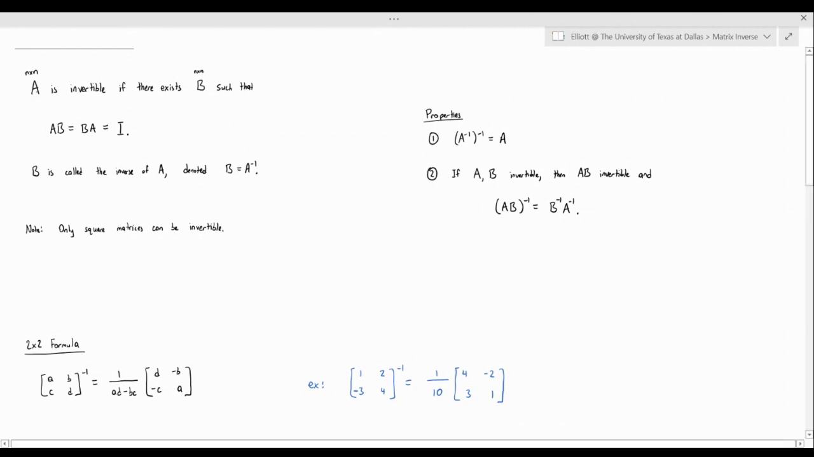If A is an n by n matrix, we say that A is invertible if there exists another matrix B such that A times B and B times A are both equal to the identity matrix. If such a matrix B exists, then B is the inverse of A, and we use the notation A to the minus 1 power for the inverse of A.